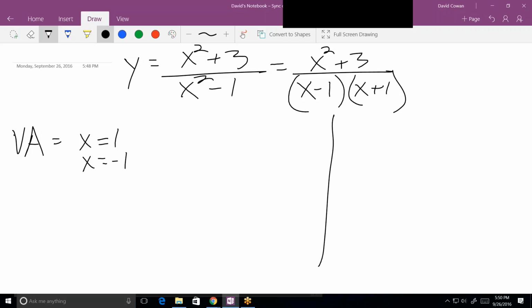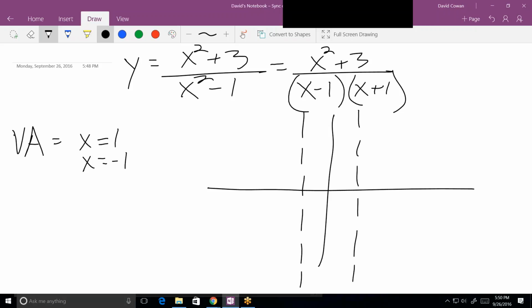Now if we go to draw this, I got a vertical asymptote there. I got another vertical asymptote there. Always where you want to start. How about horizontal asymptotes?